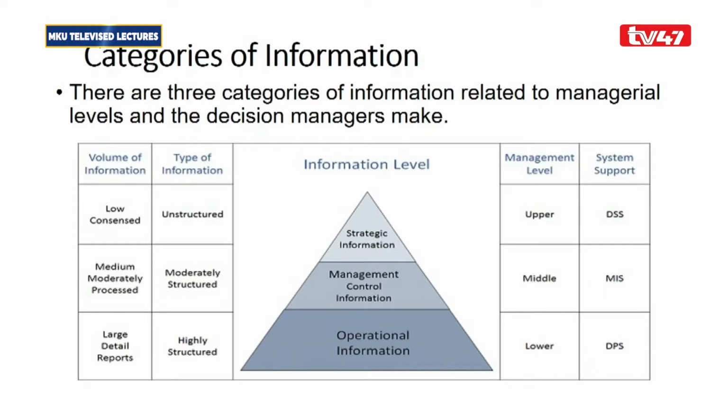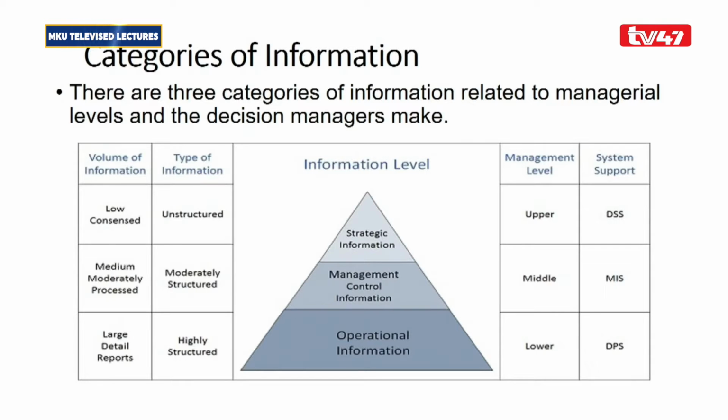Then the next level, which is the second level of information, is the management control information. This is information that has been received on the operational level, but slightly processed to give reports. Reports that can be on a monthly basis, or on a semester basis for an institution like a university. So information on that second level is what we are calling the management control information, and it's used in the middle level of the management.